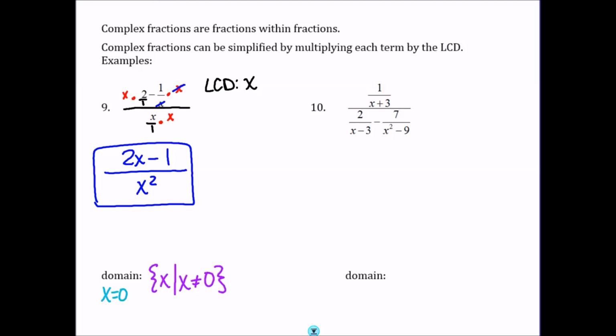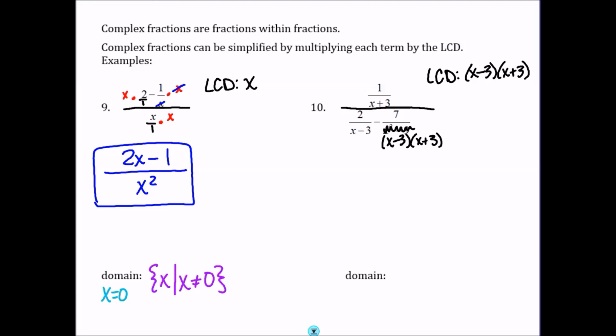Number 10 is a little bit more complicated. We have 3 fractions all put together in one fraction. We have 1 over x plus 3 over 2 over x minus 3 minus 7 over x squared minus 9. Again, we want to make sure that we factor all of the denominators. So x squared minus 9 can be factored as x minus 3 times x plus 3. Then we need to find our LCD. That will be x minus 3 times x plus 3.